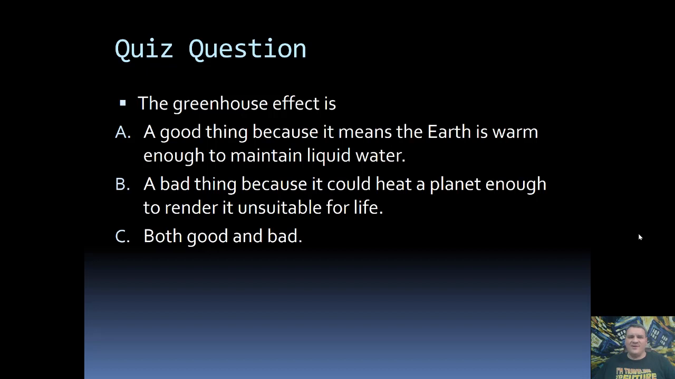All right, here's a thought question for you. The greenhouse effect is A, a good thing because it means the Earth is warm enough to maintain liquid water, B, a bad thing because it could heat a planet enough to render it unsuitable for life, or C, it can be both good and bad. Go ahead and think about it, and we'll discuss in just a bit.